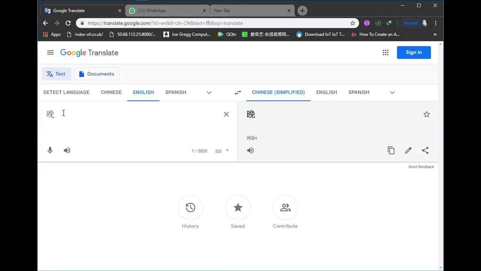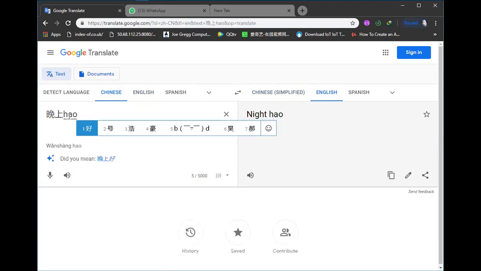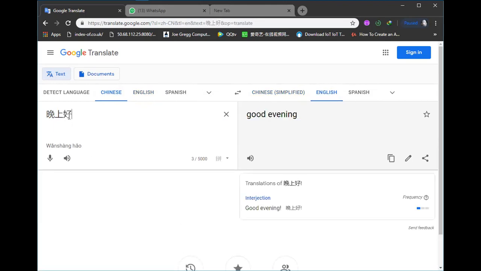Okay, nice try. Remember we said if it's in the morning, we say zao, but when we are in the morning, we say zao shang. So when it's in the evening, we say wan. When it's in the evening, we say wan. 晚上. Okay, so what does wan shang take us to? Wan shang hao. Yes, wan shang hao. Remember hao? Hao. Yes, that's good evening. Okay, nicely done.